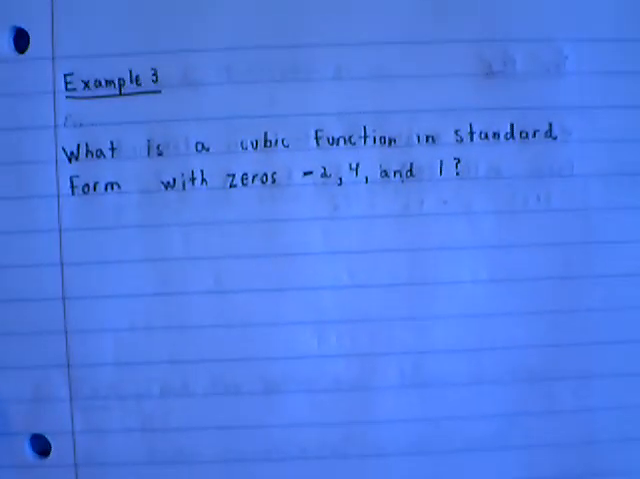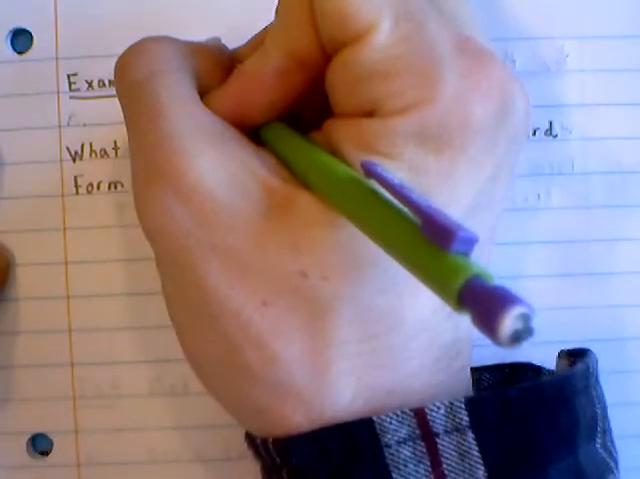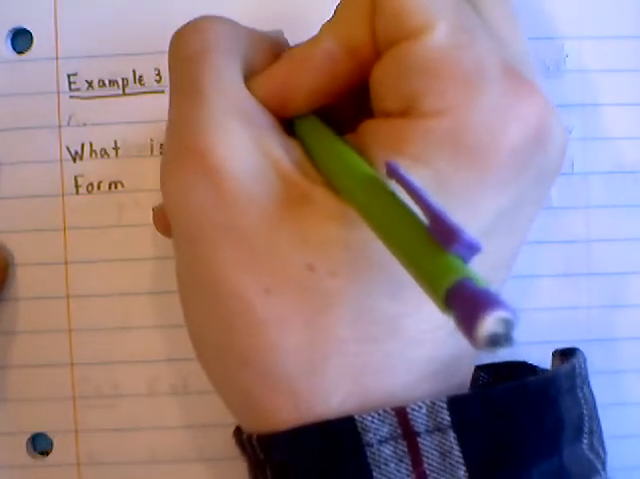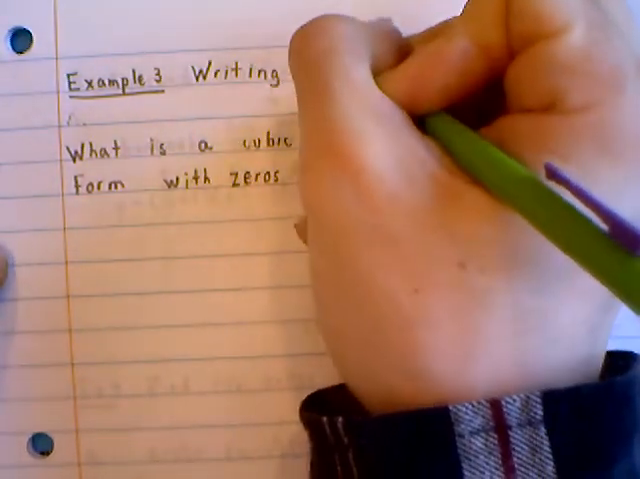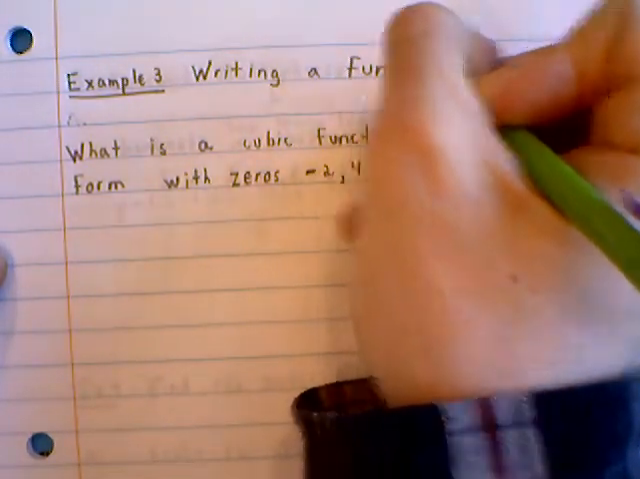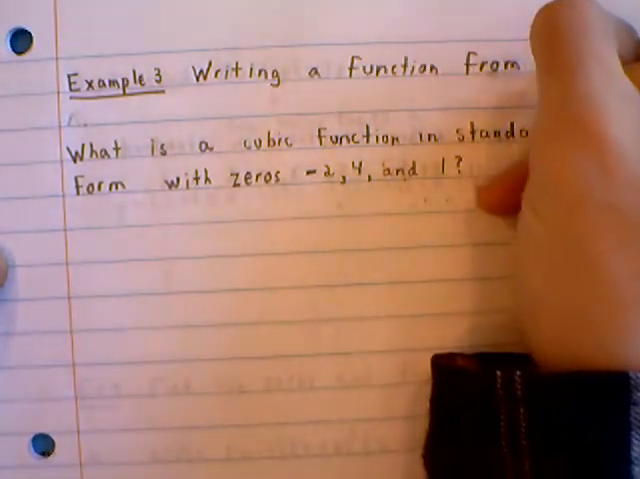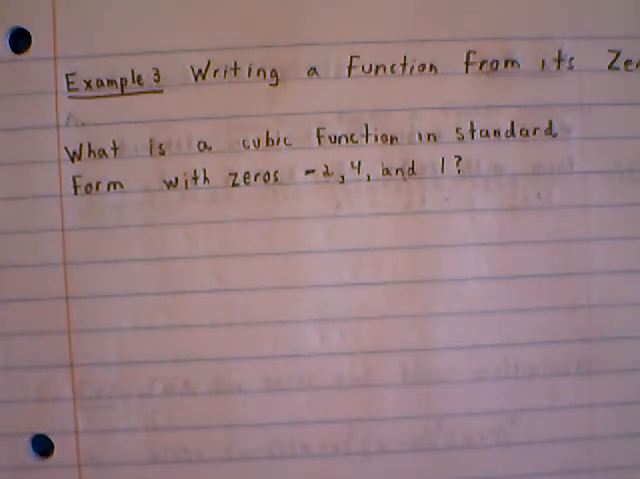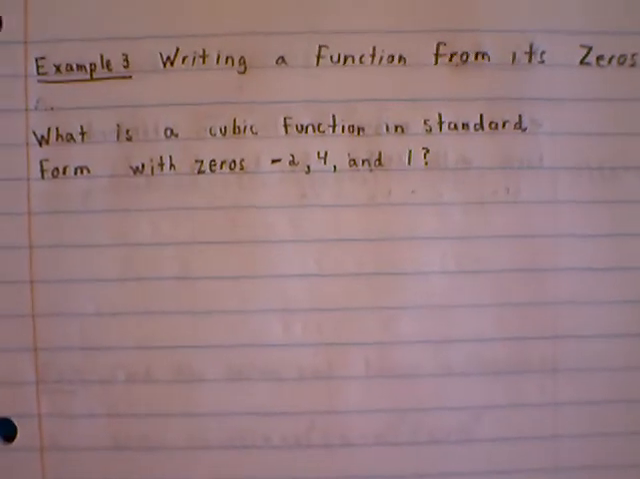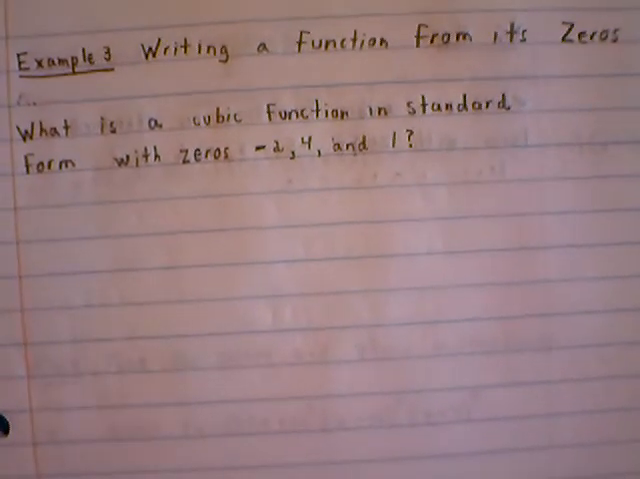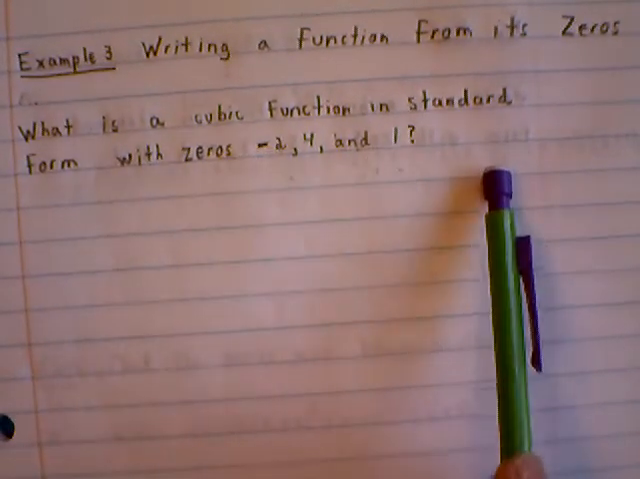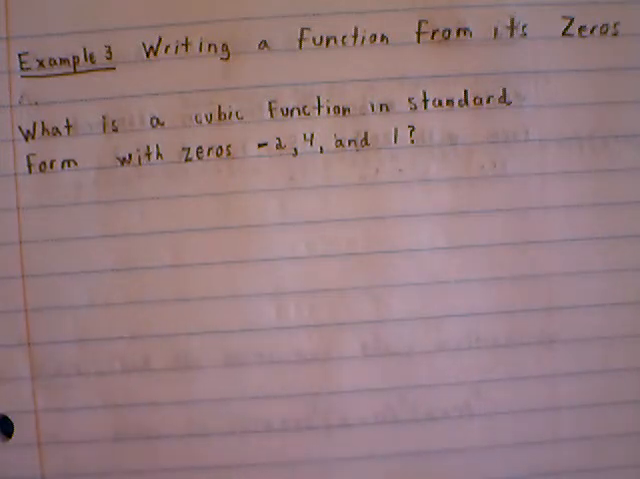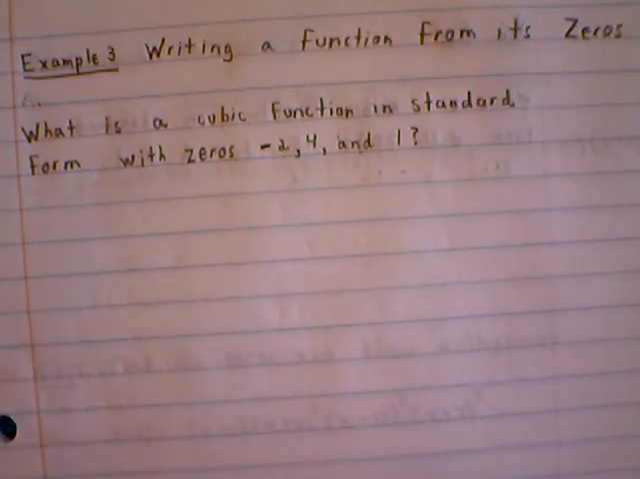All right. Example 3. You can title this writing a function from its zeros. All right, so this is like the opposite process from the last problem. Instead of finding the zeros, I give you the zeros. So, what is a cubic function in standard form with zeros negative 2, 4, and 1?